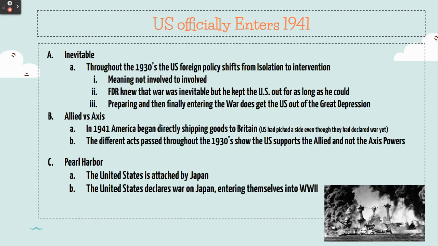In 1941, Japan attacked the United States base in Hawaii named Pearl Harbor. The next day, the US declared war on Japan, entering ourselves into World War II. Soon after we declared war on Japan, Italy and Germany declared war on the US. Preparing and entering World War II helped us get out of the Great Depression. We will talk more about the details of World War II later on.